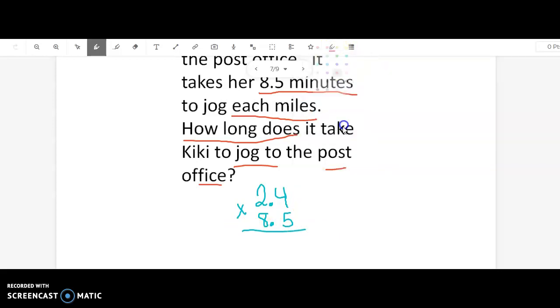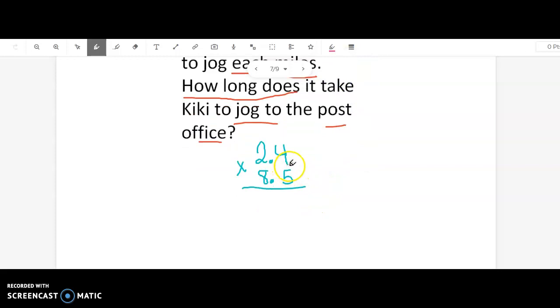Okay, so let's start out by doing our multiplication. And we've learned when we multiply with decimals, we ignore that decimal point at first. So I'm going to start with my 5, and I'm going to go ahead and start multiplying. 5 times 4 is 20. Carry my 2. 5 times 2 is 10, plus the 2 up here is 12.